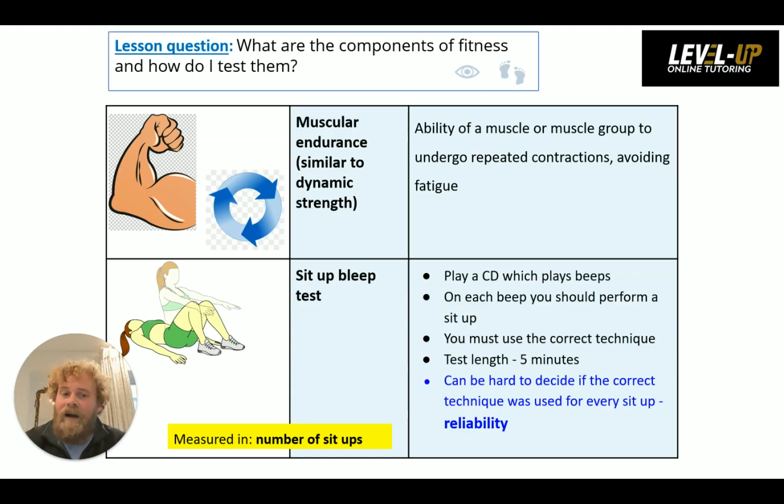It can be hard to decide if the correct technique was used for every sit-up, so this may impact the reliability of the test. The overall result is the number of sit-ups performed.